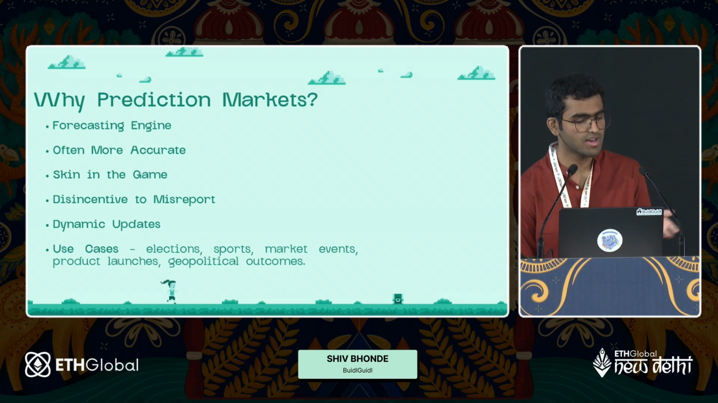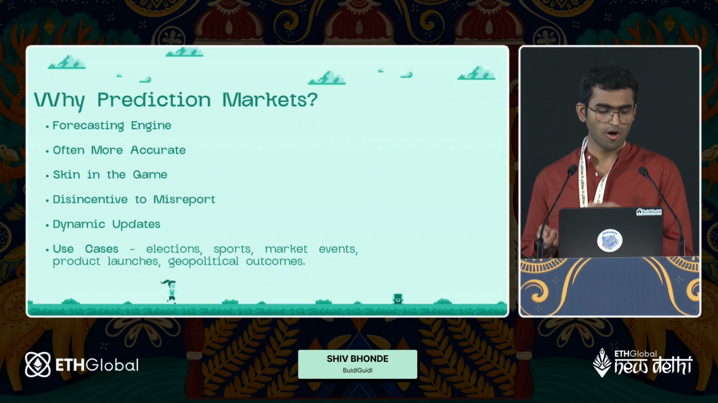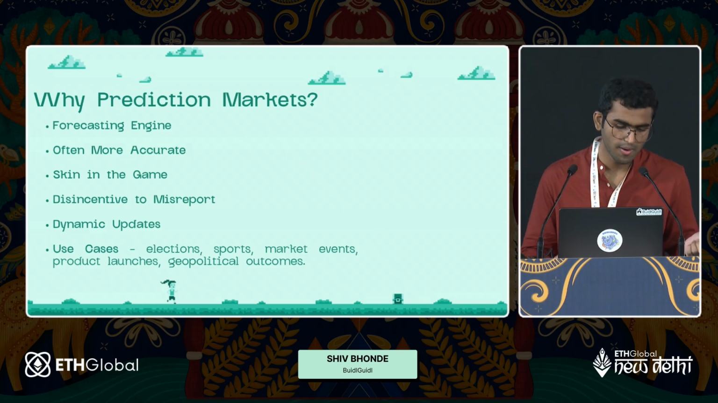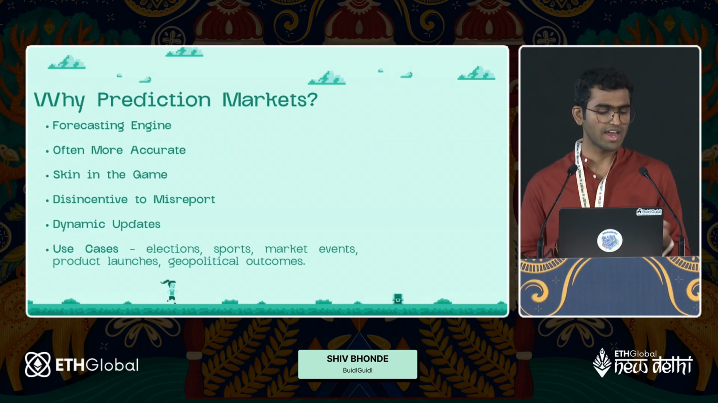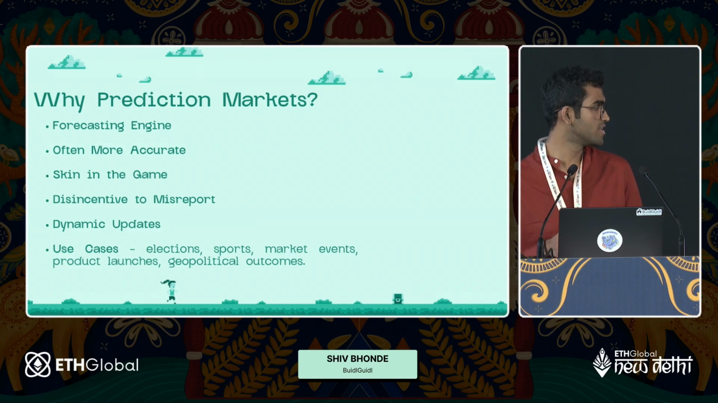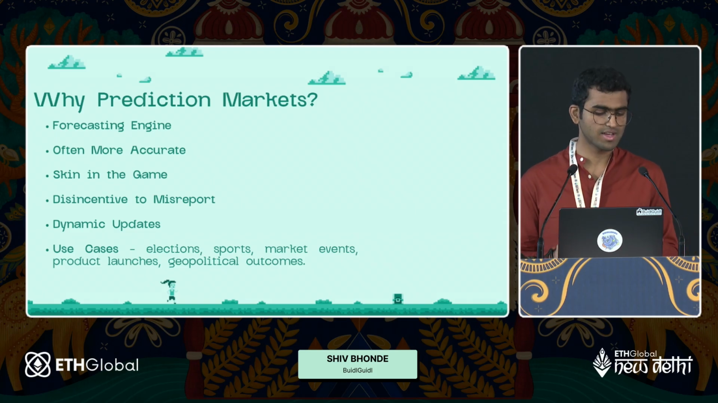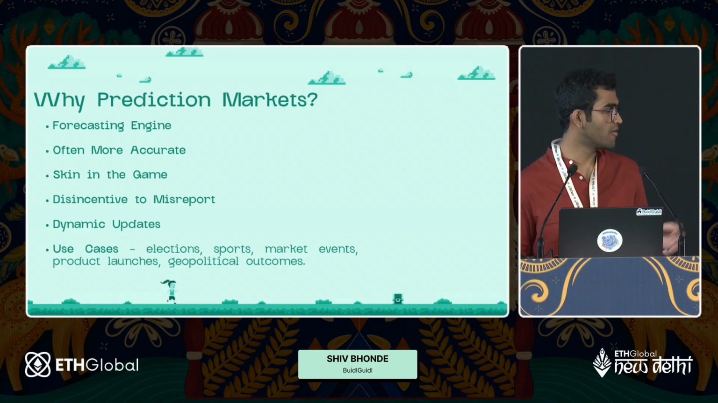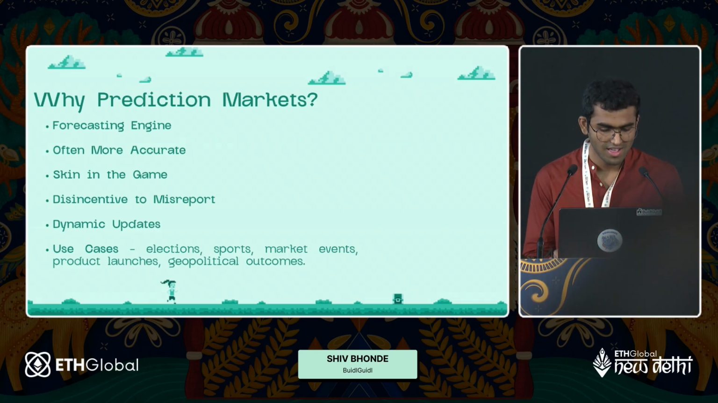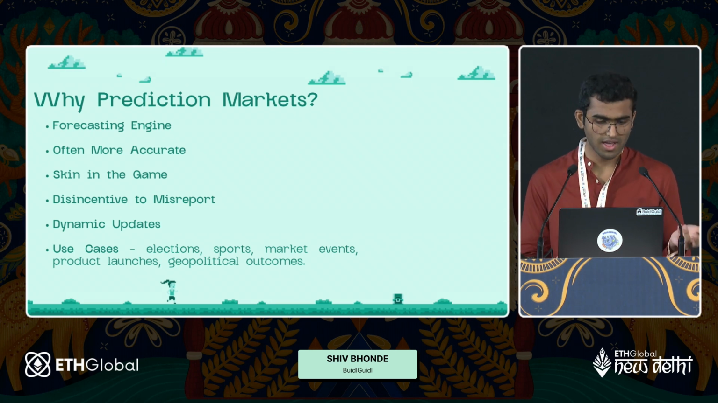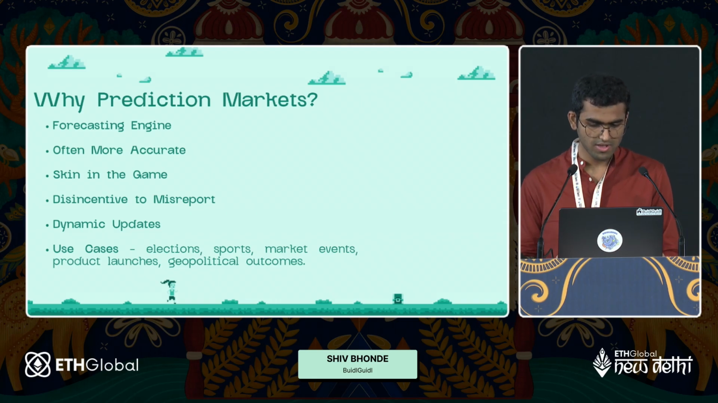It decentralizes the reporting, because if you bet and lose, you basically lose the money, so you are discouraged from providing misinformation. There is dynamic updating, since the price fluctuates and the probability increases or decreases as information comes out. Some examples of prediction markets are elections, sports, marketing events, or geopolitical outcomes. Even researchers can use prediction markets for their research.